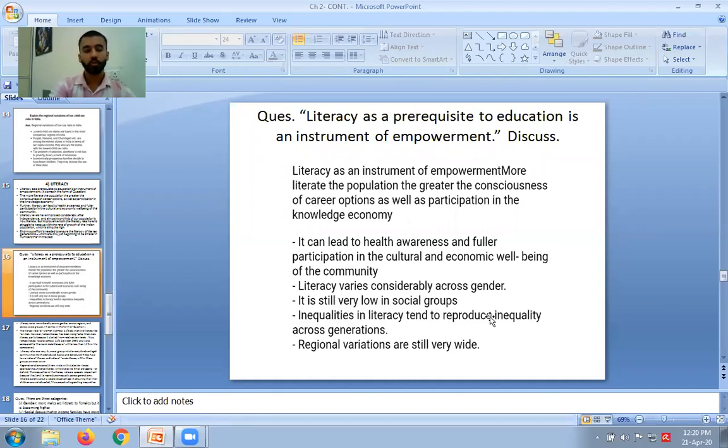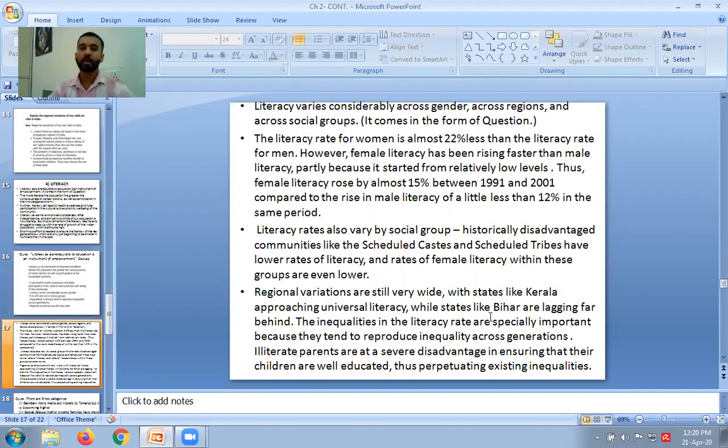Okay, so now we'll proceed to understand the next important part of this literacy, right? Now look at that. Literacy varies considerably across gender, across regions, and across social groups. I have already told you that when I say gender, then it means male and female. Okay, so literacy varies in gender.